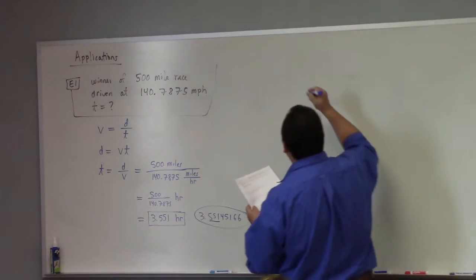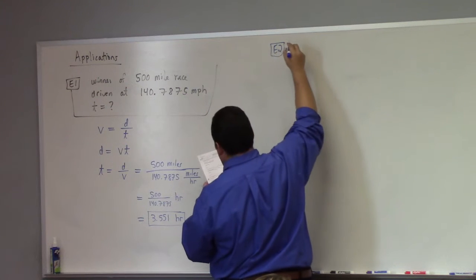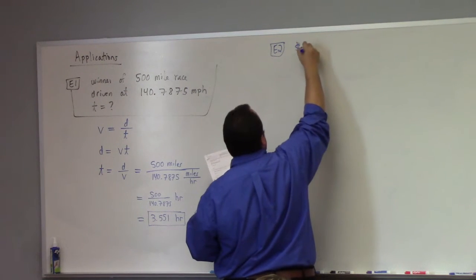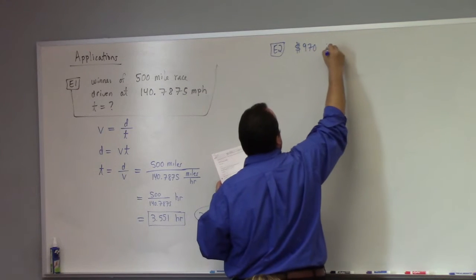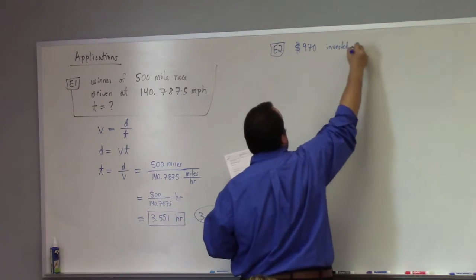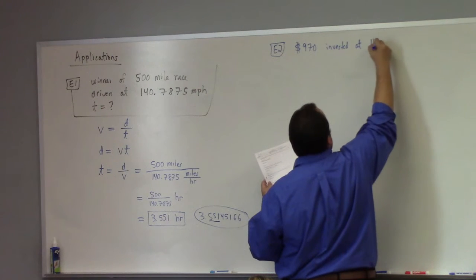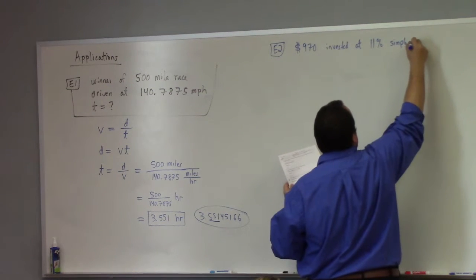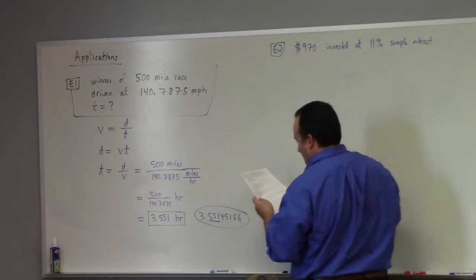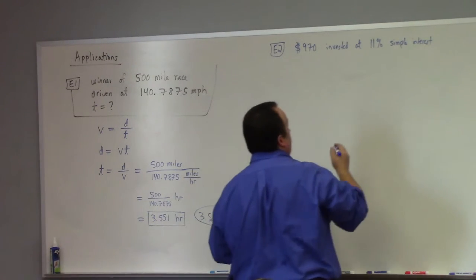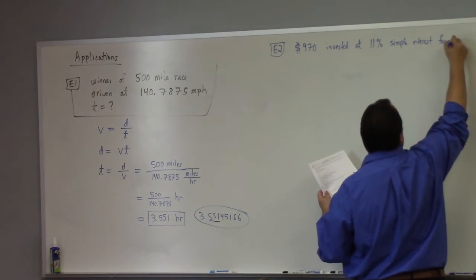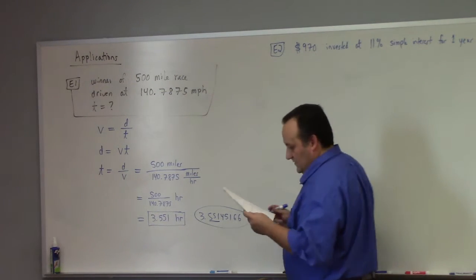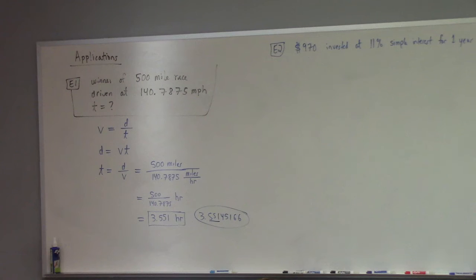Example 2. We've got $970 invested at 11% simple interest in 1 year. Then the question is, how much interest is earned? So how do you get the interest? What do you do? Interest is what? Principal times rate times time, right?